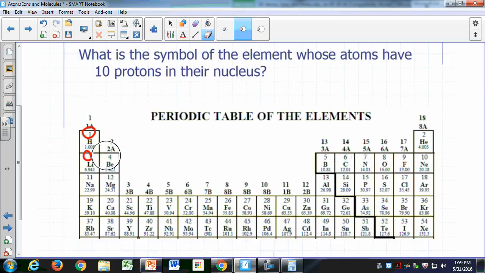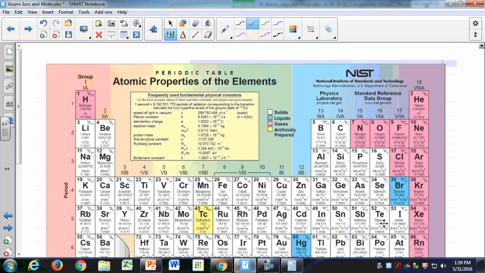So let's answer this question. What is the symbol for the element whose atoms have 10 protons in their nucleus? Ne. And that element, if you look at the more complete periodic table that I showed you earlier, is right here. That element's name is neon. So Ne is the symbol for neon. These are the atoms you'll find in your neon lights.